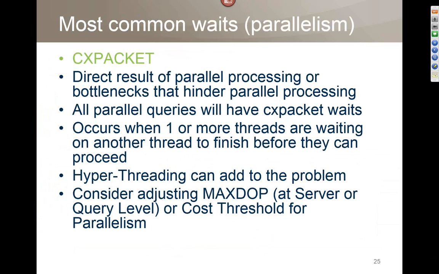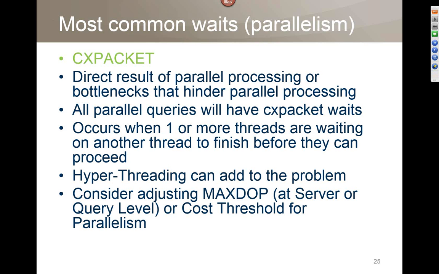It probably will be the highest on your list, especially if you've not adjusted your max DOP setting from the default of 0. CX packet waits are a direct result of parallel processing. If you have parallel operations happening, you will have CX packet waits, even if you're not really waiting on any other resources, which I'll come back to in a second. But that's when they're good.